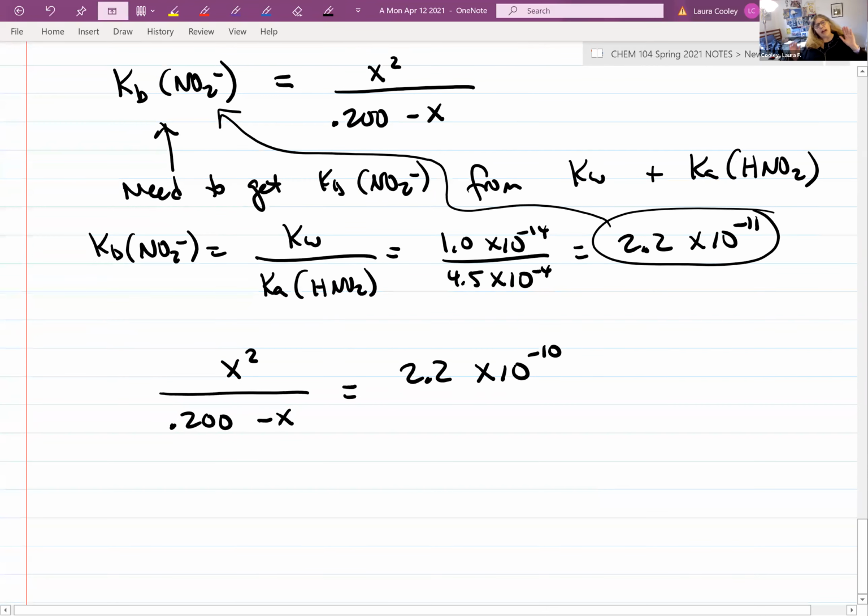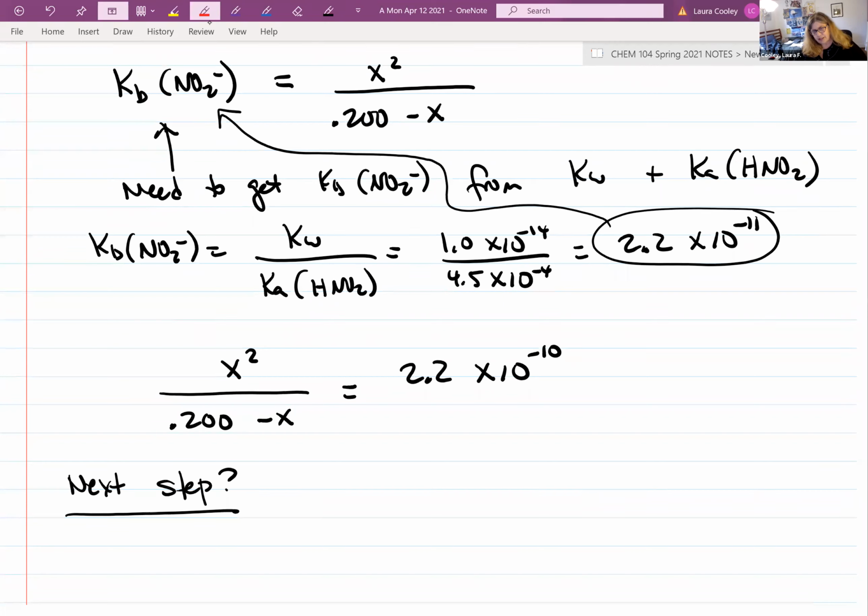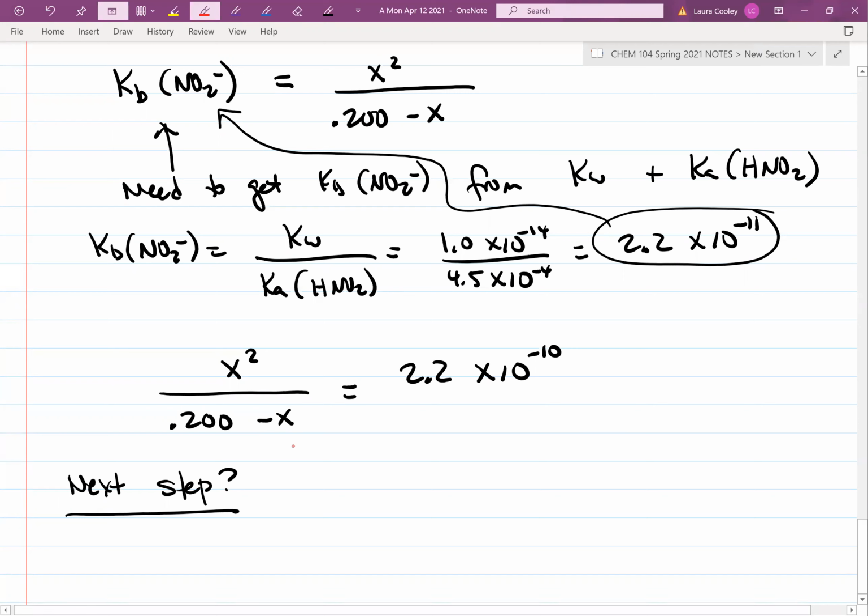So if this was a regular acid or base dissociation problem, not a salt, what would I do next? What's the next step? Because it's the same next step here. What are you going to ask yourself? The negative log? Oh, not yet. We have to solve x first. You cross multiply. Well, before you do that, what about this thing here? Oh yeah, someone just said it. Can I ignore x? Yes.